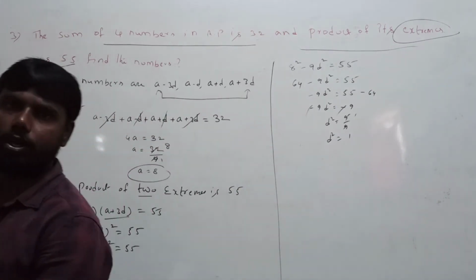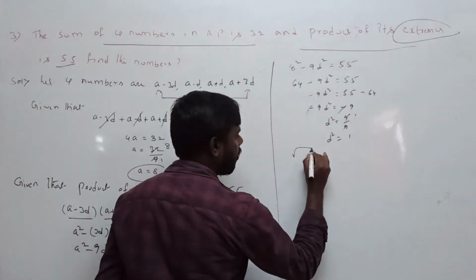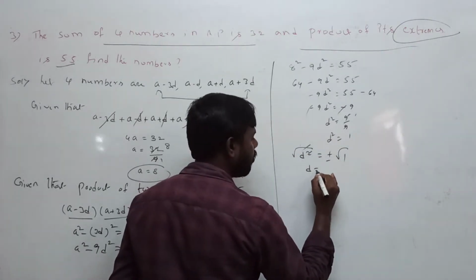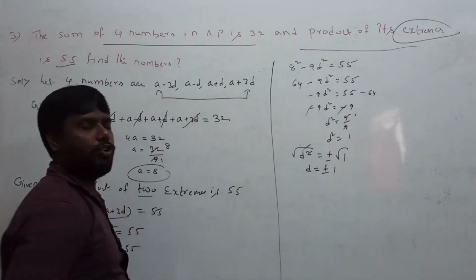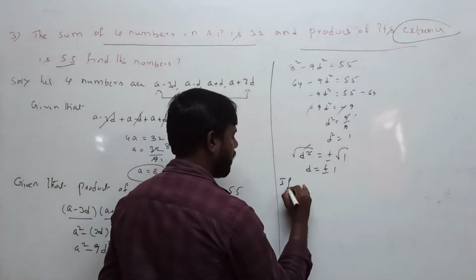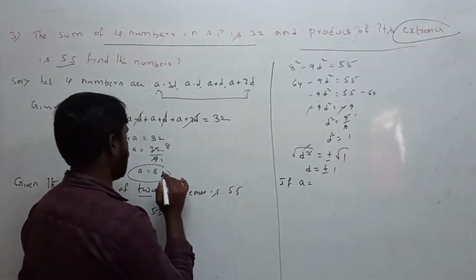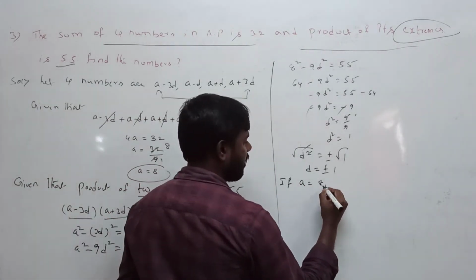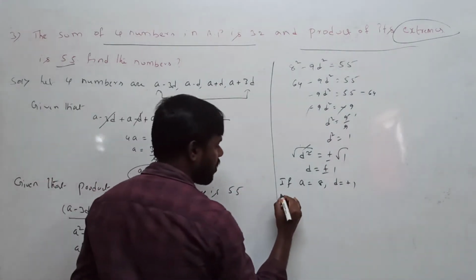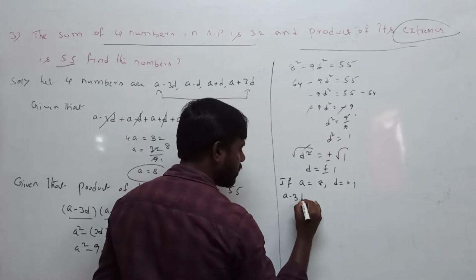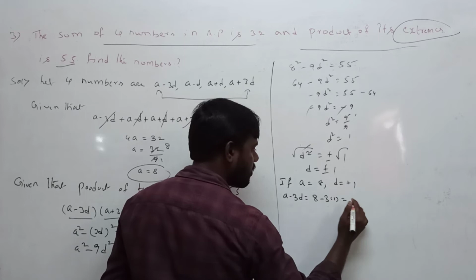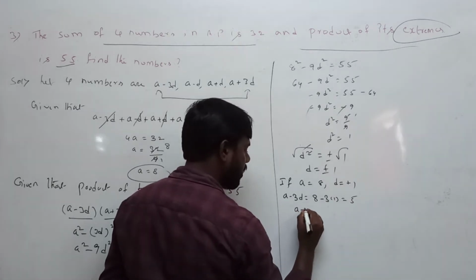If you want d, take the square root on both sides. Square root of d square is equal to plus or minus square root of 1. The square root gets cancelled. d is equal to plus or minus 1. How many values are we getting for d? There are two values. So finally, substitute. The a value we got is 8. In the first condition, d value can take positive. So what are the four numbers? First number is a minus 3d. The a value is 8 minus 3 times the d value, which is 1. So 8 minus 3. Second is a minus d.